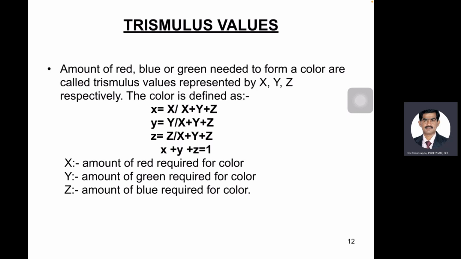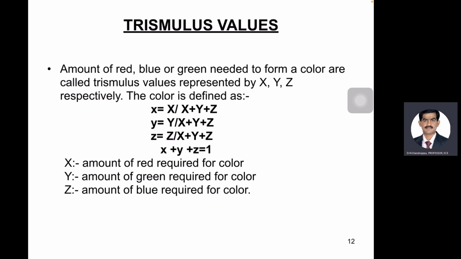To proceed with some other concepts, here we are going to calculate the tristimulus values. Lowercase x equals capital X divided by X plus Y plus Z. Similarly, capital X is the amount of red required for a color, Y is nothing but green, and Z is nothing but blue. These are defined as on the previous slide.